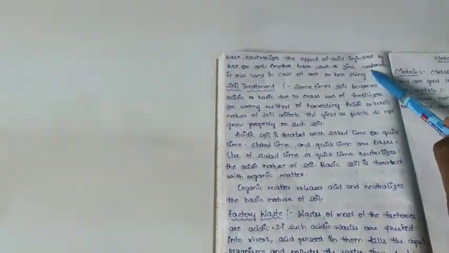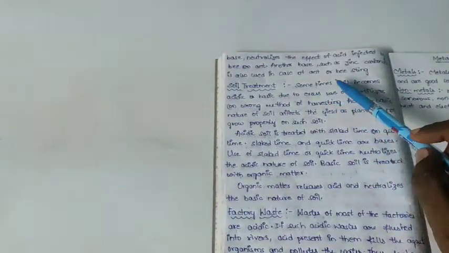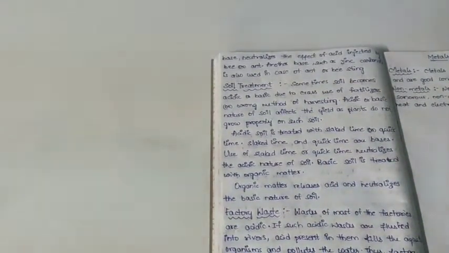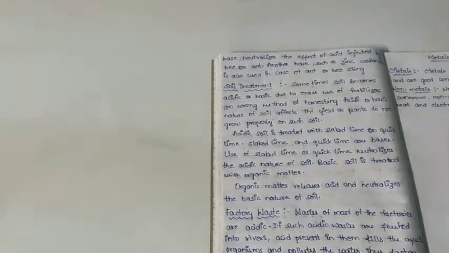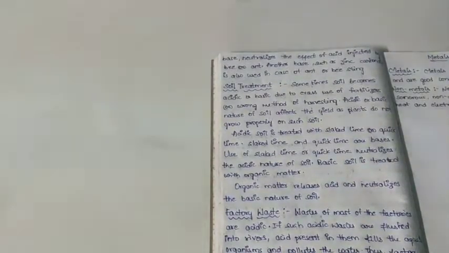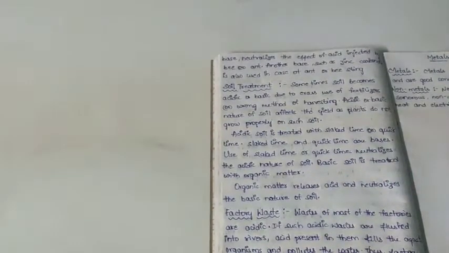Another base such as zinc carbonate is also used in case of ant or bee sting. That means, now the ant has stung and injected formic acid into our body. To neutralize that formic acid or methanoic acid, we will use baking soda. Baking soda is a base. Acid is already there, and on that we rub the base, that means we are adding base to that. So this acid and base react with each other, are neutralized, and form salt. So pain is reduced.